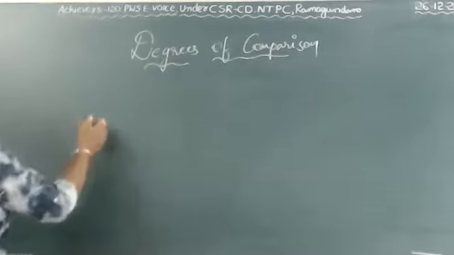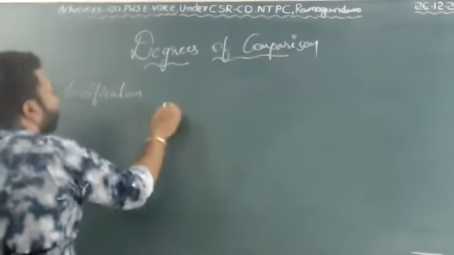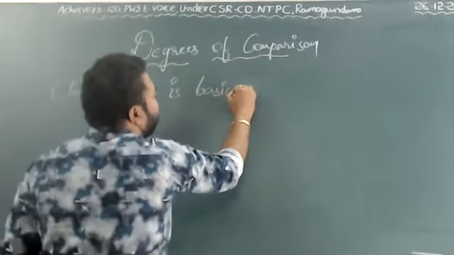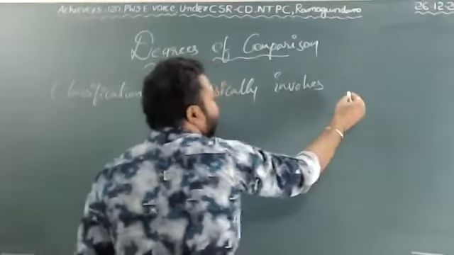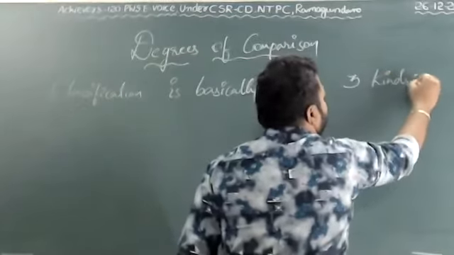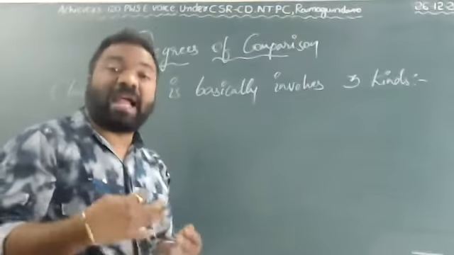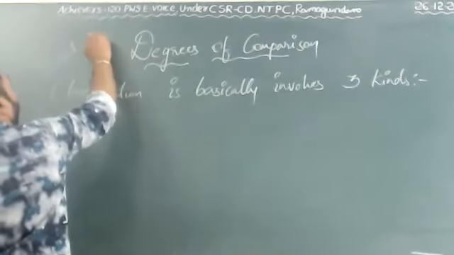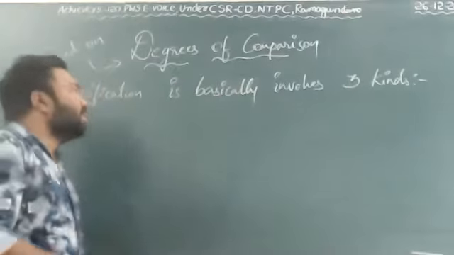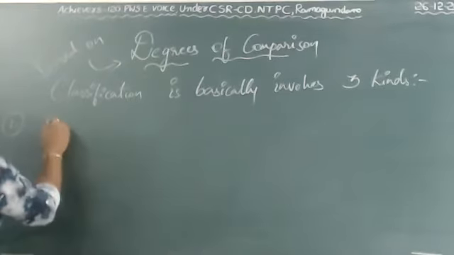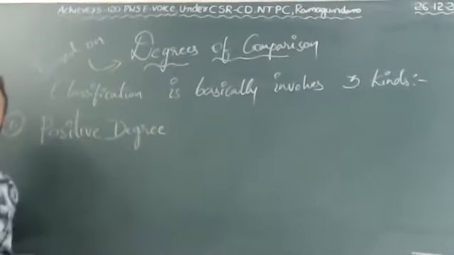So let's see the classification of degrees of comparison. Classification basically involves three kinds, based on their degree of comparison. So the first one we have here is the positive degree. First one is positive degree.